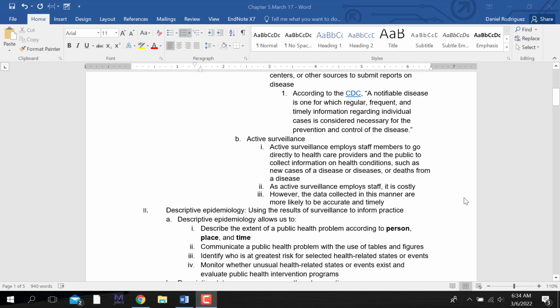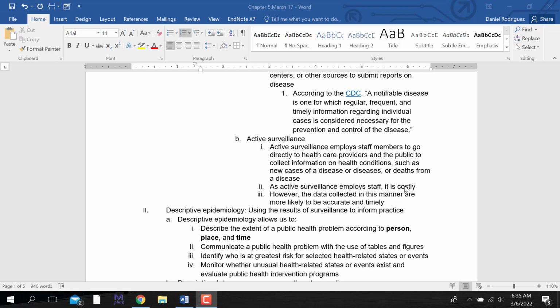Obviously, SARS coronavirus 2 is a notifiable disease, as is Ebola, as is rabies. There are a lot of different ones. You can actually click the link here to go to the CDC site to find out what the notifiable diseases are and how many cases there are per year.